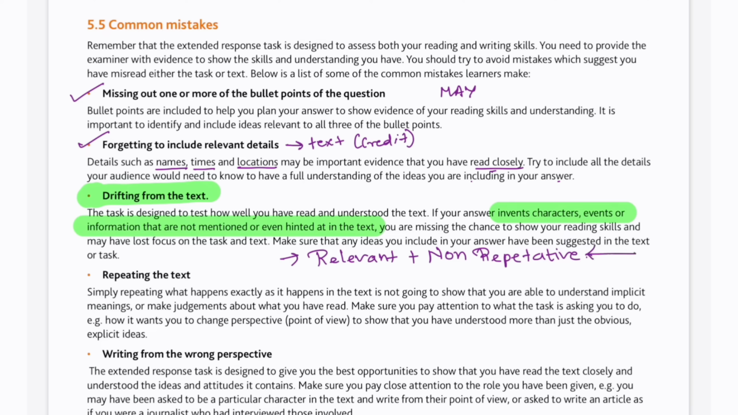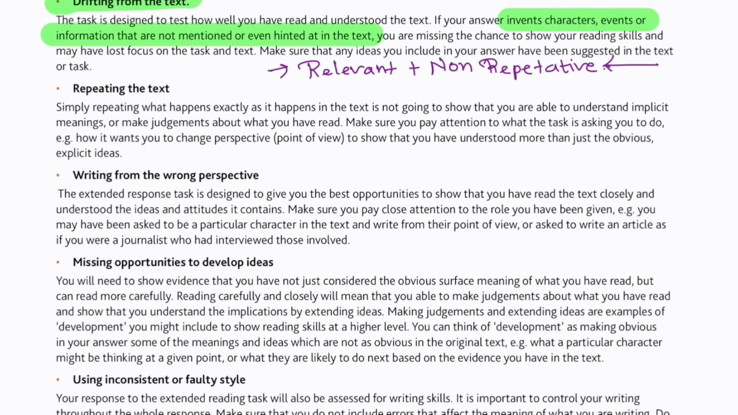Clear with this? Okay. Next, repeating the text. Simply repeating what happens exactly as it's happened in the text is not going to show that you are able to understand implicit meaning. So, as I told you before, stay relevant and non-repetitive in English. Try explaining, especially if you see command words like "explain in your own words" or "elaborate on". Please use your own words.